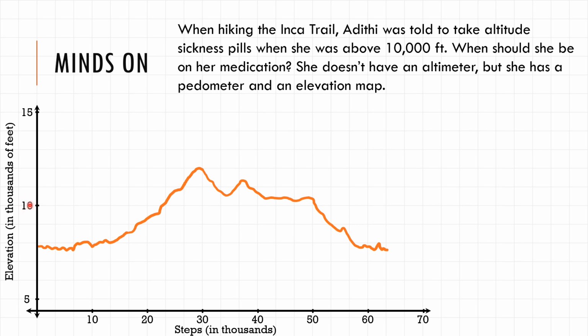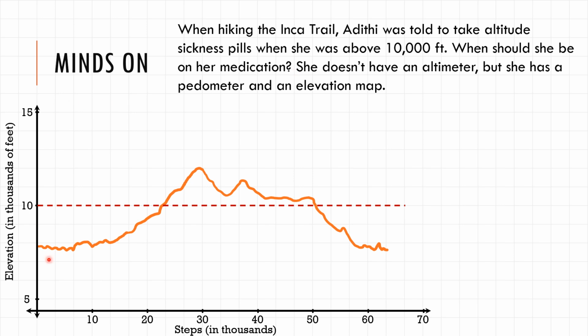Well, if we look at 10,000 here, we know that she is going to be above 10,000 feet in this area here. And one way I can be more precise is I can draw a horizontal line here and ask myself, what does this tell me about her elevation? When should she actually be taking her pills? I'm going to pause here and let you see if you can figure it out. So pause the video, see if you can answer this question: when should she be on her medication? And then resume it when you're done.